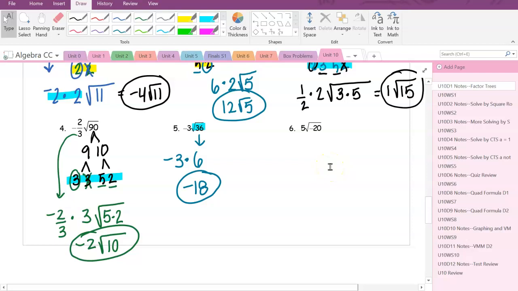And finally, number 6, don't just jump to do your factor tree because we have a negative underneath this root. That means automatically this is again called undefined.